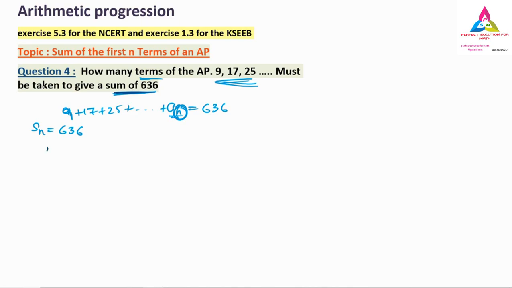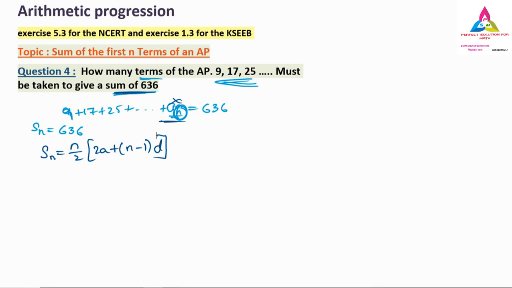But which Sn formula are we going to apply? Sn is equal to n by 2 into 2a plus n minus 1 into d. Why can't I go for Sn equal to n by 2 into a plus an? Because here an is unknown. Remember, an is not given, so it will be difficult to find. So go for this formula. Most of the cases we will go for this formula only.